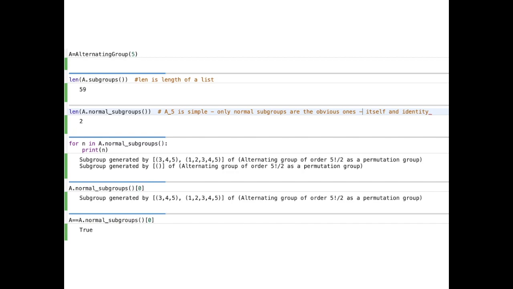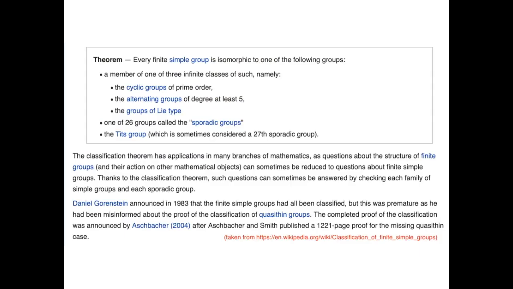2 normal subgroups. Now here's the so-called periodic table of the finite simple groups, or the periodic table of groups. So here's this theorem. Every finite simple group is isomorphic to one of the following groups. So a member of one of the 3 infinite classes of such, so the cyclic groups of prime order. So we've seen why those are simple. Then the alternating groups of degree at least 5. So A6, A7, those are also all simple. We've seen in Sage why A5 at least is simple, but we haven't seen a general proof. And then these other groups are more complicated to describe.